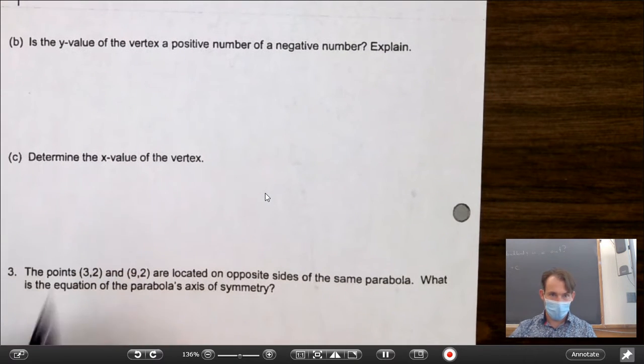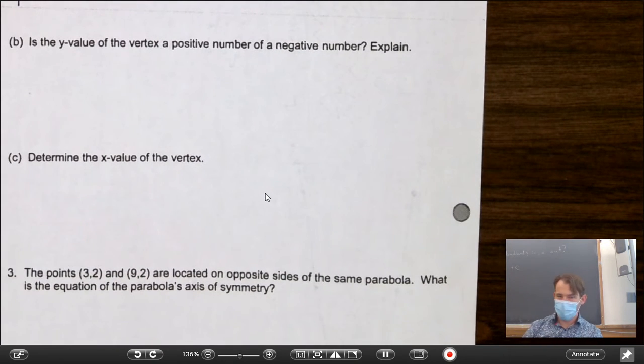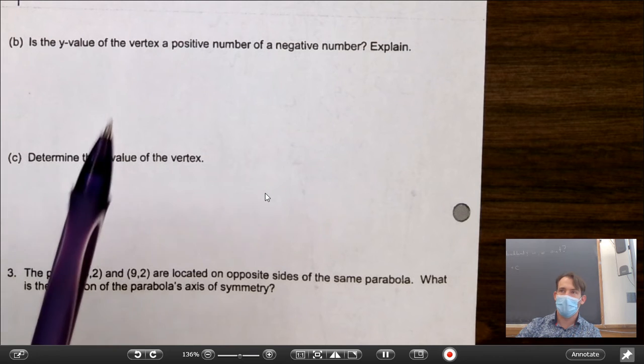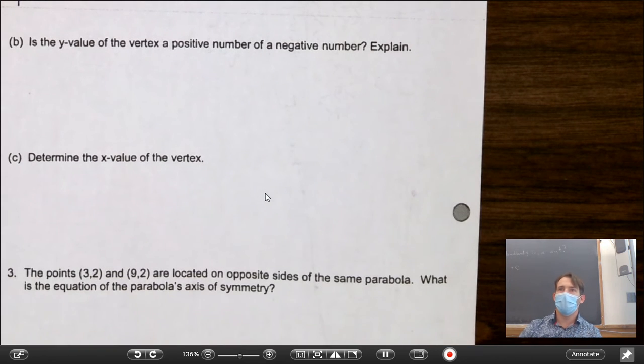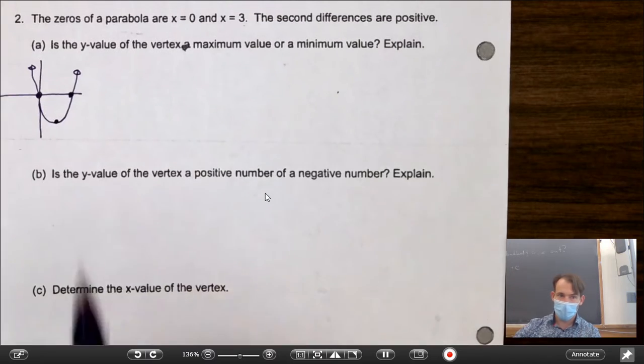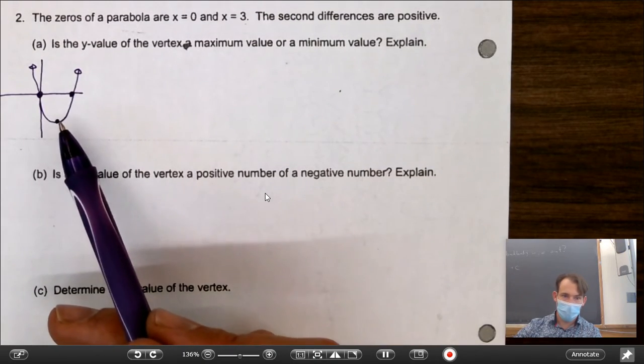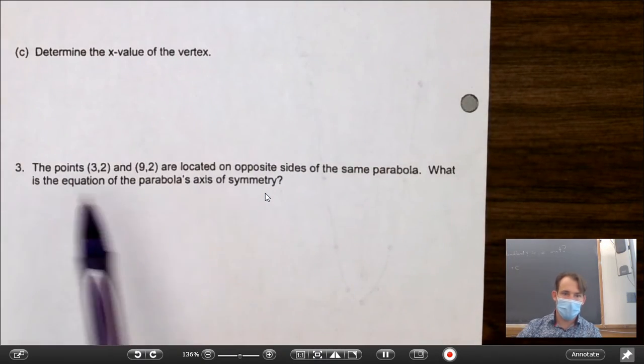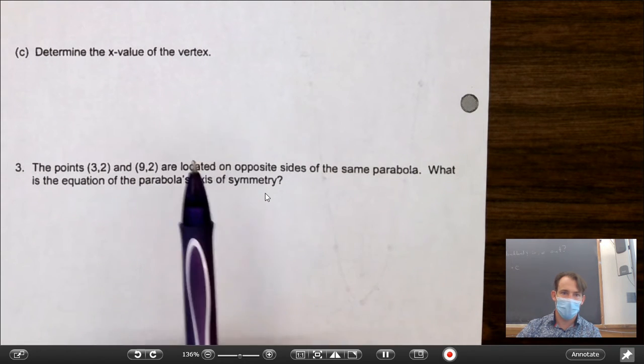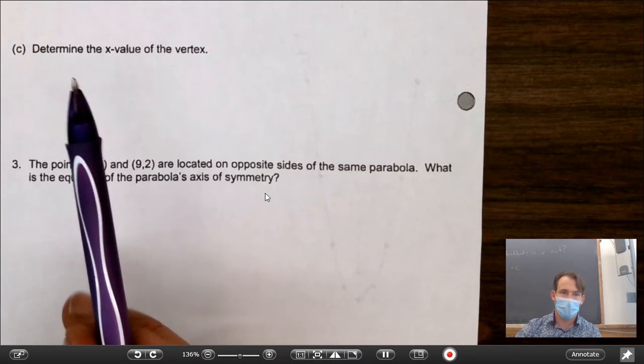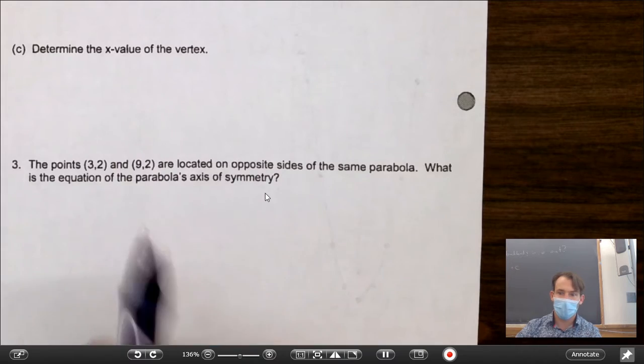And is the y value a positive number or a negative number? Is the optimum value of this parabola the y value of the vertex? Is the optimum value negative or positive? It's going to be negative because we're down here in negative territory. And then it says the points. Oh, this is a new parabola. Okay, determine the x value of the vertex. That's still part of the same. So what's the x value of this vertex here?